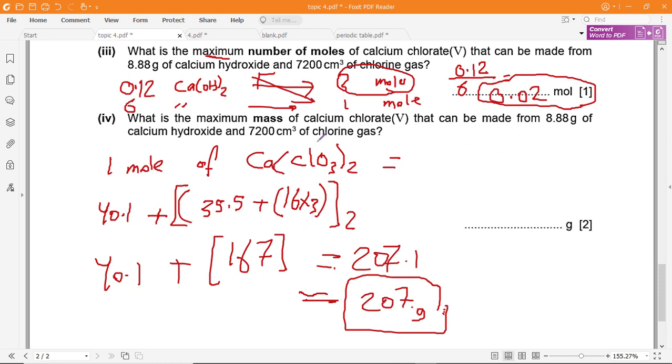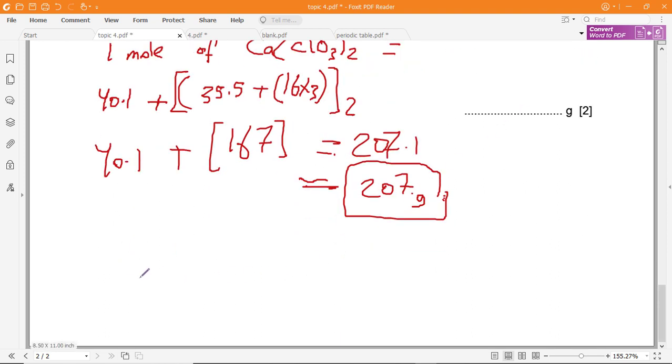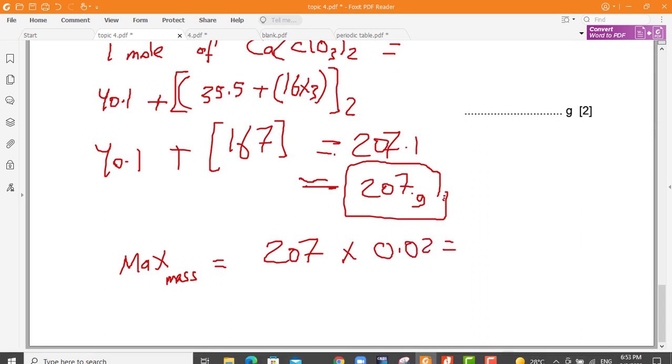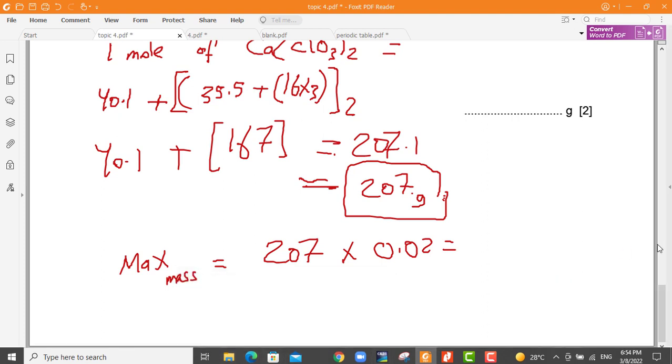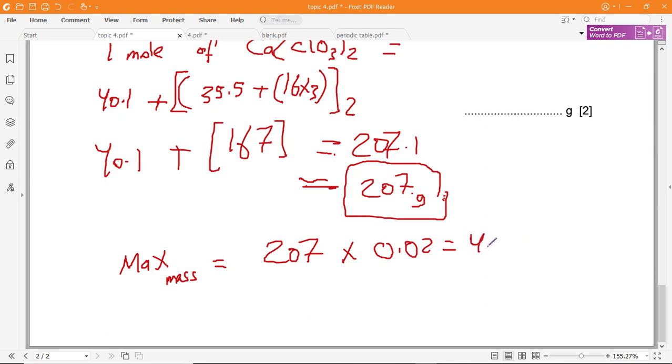So we need, guys, to calculate now the maximum mass according to the number of moles we have. So actually we have 0.02. So now the maximum mass equals 207 times the number of moles, which is 0.02. So we will have 4.14. So this is the maximum mass, which is 4.14.